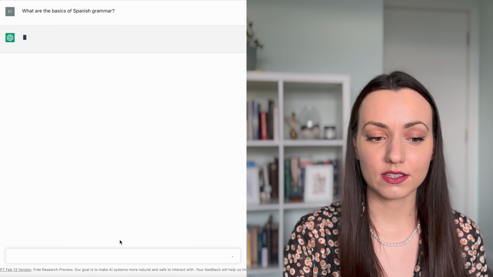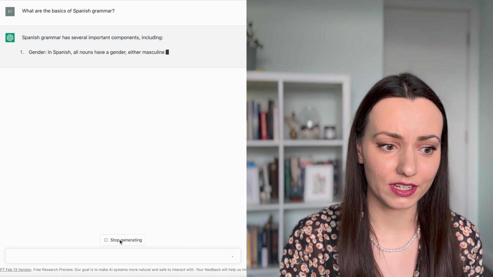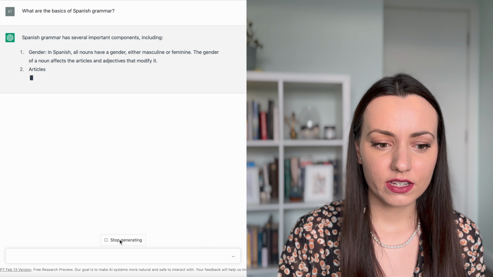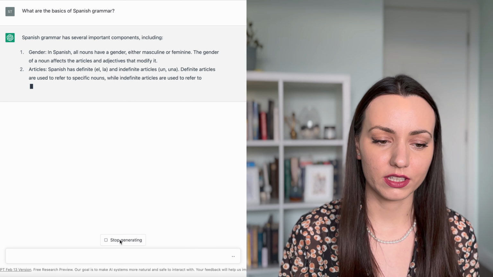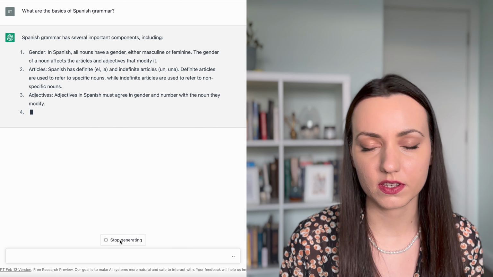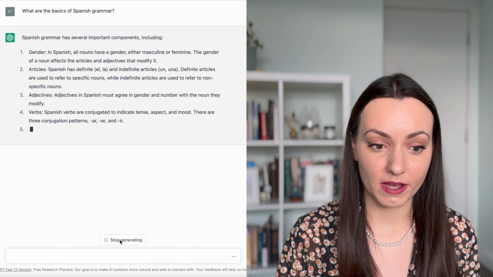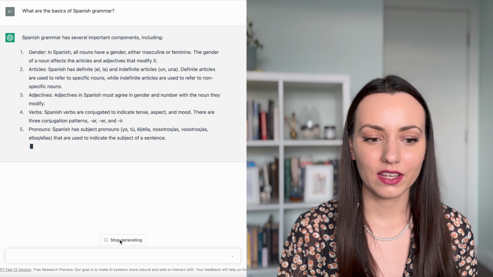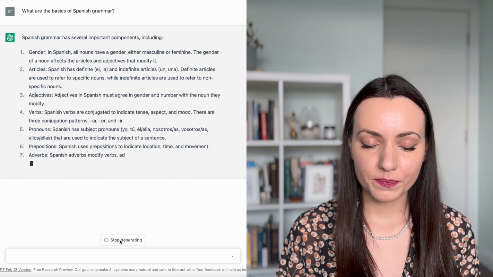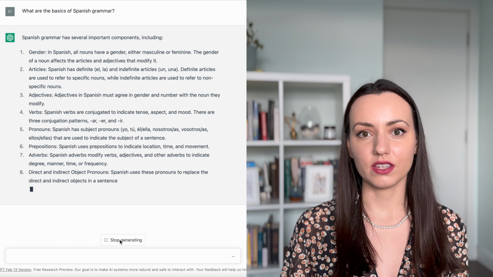So I started out by asking, what are the basics of Spanish grammar? And so here's what ChatGPT is giving me back. It's saying gender, that in Spanish all nouns have a gender, masculine, feminine, that affects the articles and adjectives as modified. All right, fair enough. But then it goes on to say, articles in Spanish. And it tells you that it has definite and indefinite articles, and just talks about el, la, and un, una, for example. So the reason I asked this was like, okay, I want to see what it gives me.